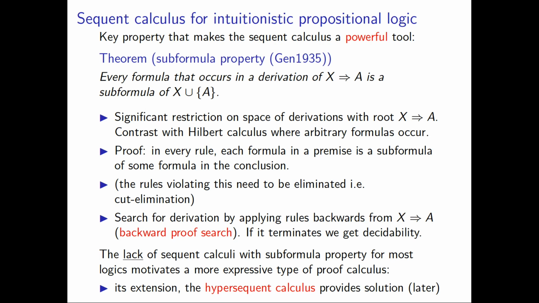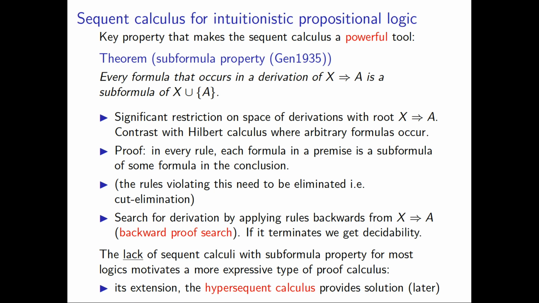What makes the sequent calculus a powerful tool is when it has the subformula property. So, as does the sequent calculus for intuitionistic logic, if you give me a sequent and you consider a derivation of the sequent X turnstile A, that's where X turnstile A is at the bottom, every formula in this derivation is a subformula of X union A. This is a significant restriction on the space of derivations, and you can contrast this perhaps with the Hilbert calculus, where arbitrary formulas can occur in the proof.